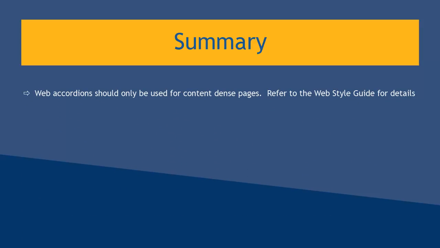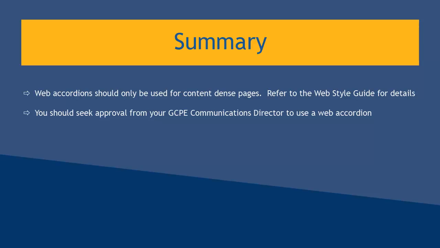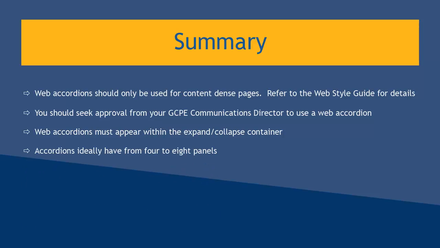Web accordion should only be used on content-dense pages. Refer to the Web Style Guide for details. You should seek approval from your Communications Director to use a web accordion. Web accordions must appear within the Expand Collapse container. Accordions ideally have 4 to 8 panels.